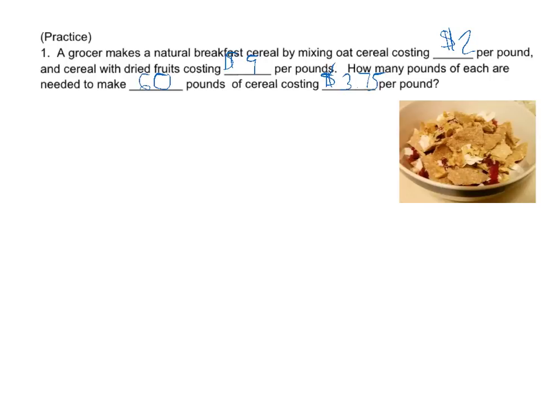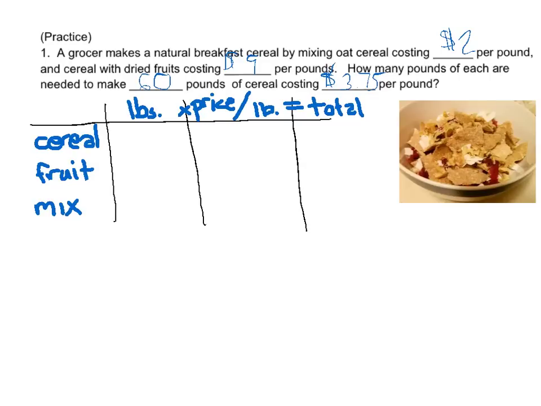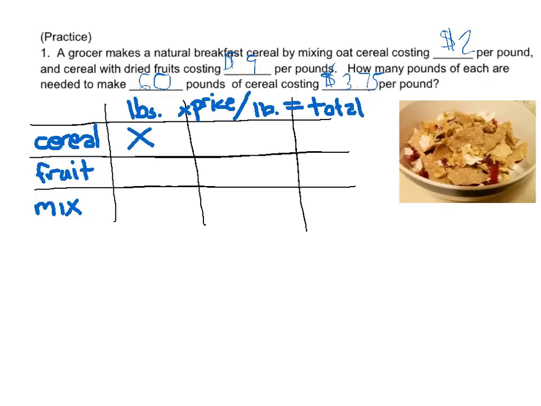We'll be using a chart for this mixture problem, so here's how we set it up first. Go ahead and please copy down this chart. On the left side we have cereal, fruit, and mix. And on the top headings we have pounds, the price per pound, and the total cost. We don't know how many pounds of cereal we have, so we're going to represent X for cereal. And since I want to make 60 pounds total of cereal, I'm going to write 60 minus X for the fruit, because whatever's left over is the amount of pounds for the fruit cereal.